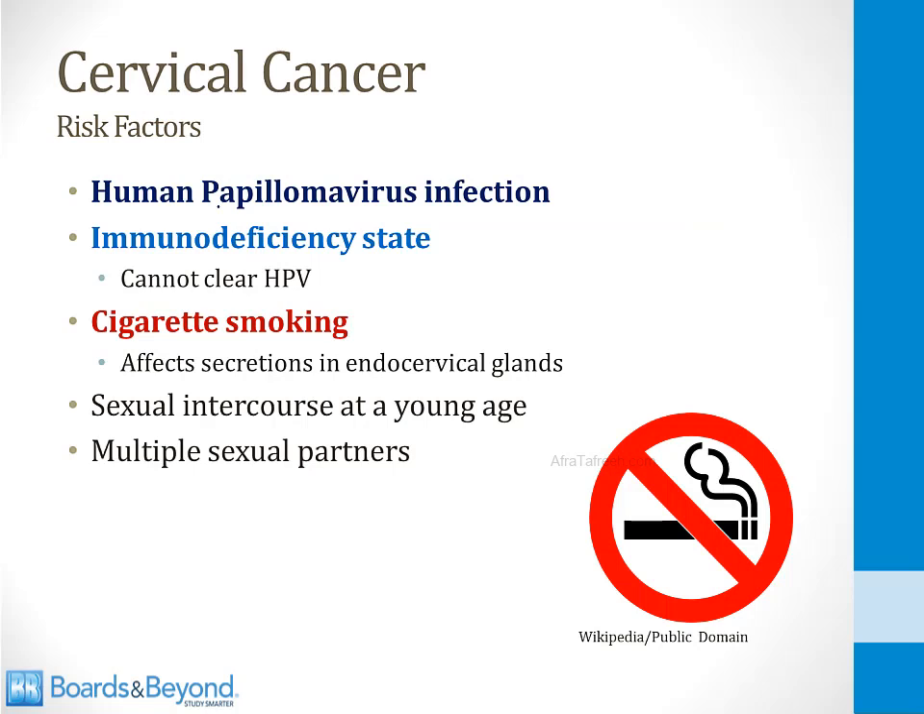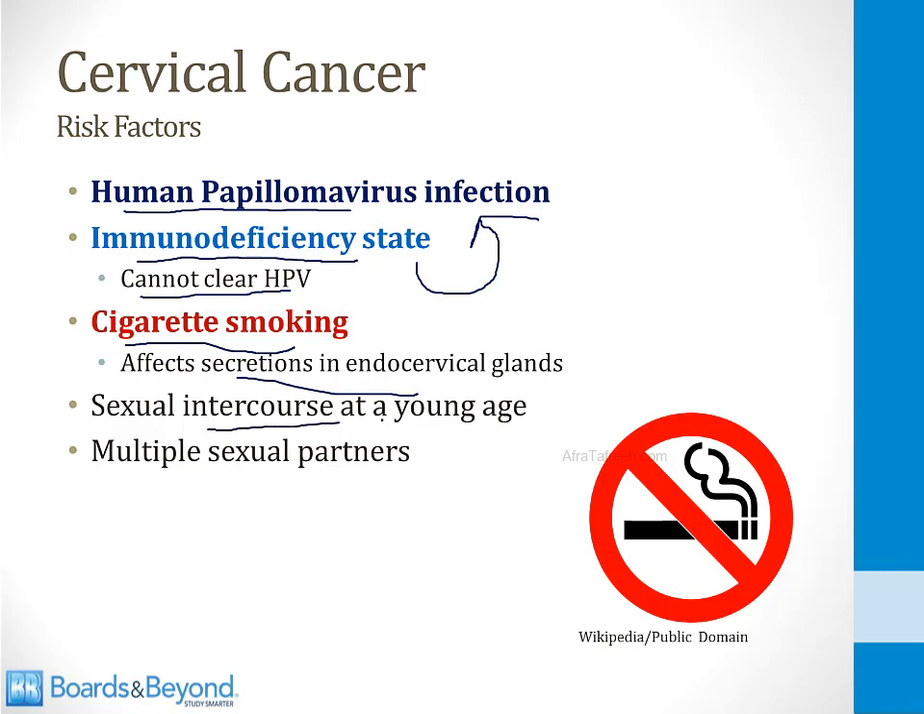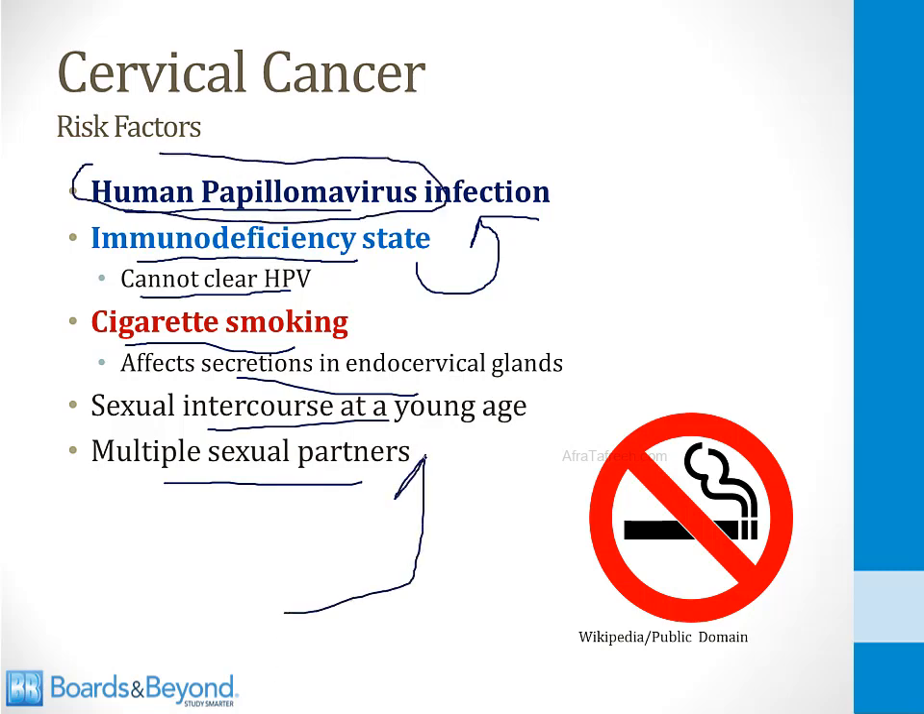So what are the risk factors for cervical cancer? The major risk factor is human papillomavirus infection, and we'll talk more about this virus in a minute. A second risk factor is immunodeficiency state, and this is actually related to HPV infection because women who are immunodeficient cannot clear an HPV infection. Cigarette smoking is also a major risk factor for cervical cancer. It affects the secretions in the endocervical glands and makes cervical cancer more likely. Women who've had sexual intercourse at a young age or who have multiple sexual partners are at increased risk, and that's because HPV is sexually transmitted. So these last two risk factors set a woman up for increased risk of exposure to HPV.